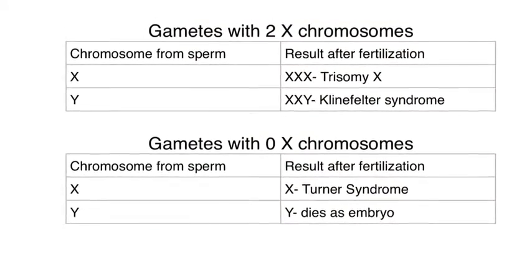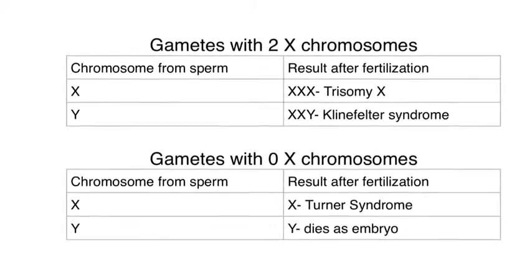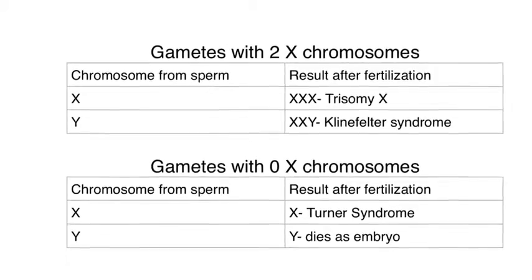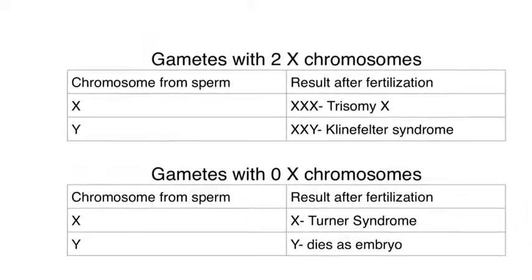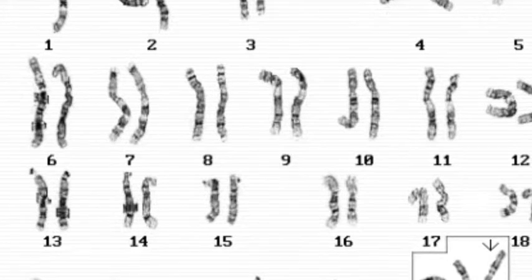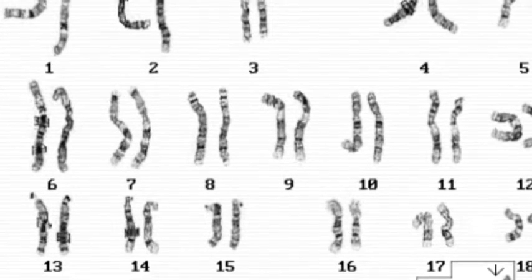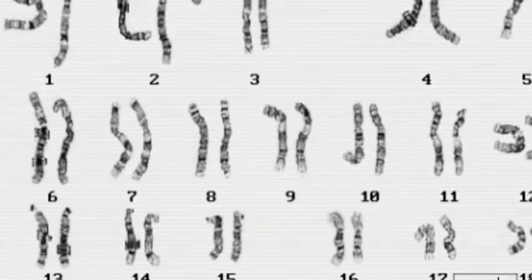After being fertilized, there are many outcomes due to the number of X chromosomes in the gametes and the chromosome given by the sperm cell. All of the possibilities are listed in this table. One of the diseases that can result from a non-disjunction meiosis is trisomy X. This is when there are 3 X chromosomes instead of the normal 2.